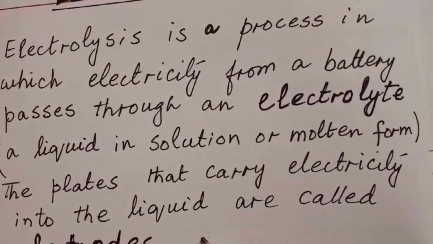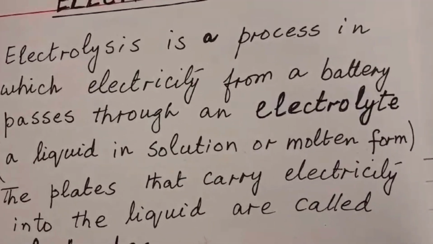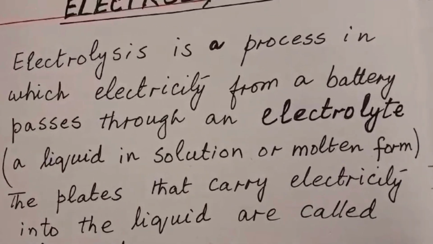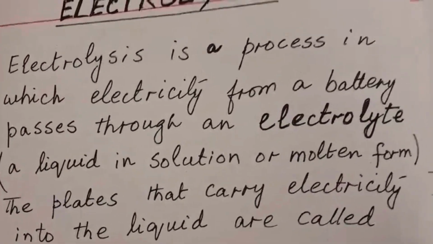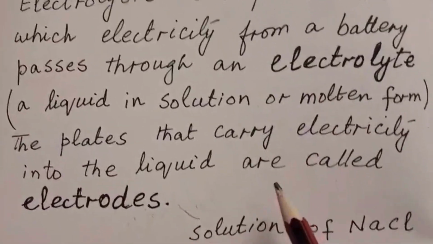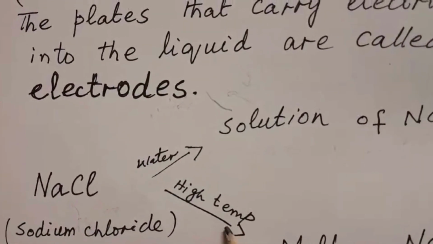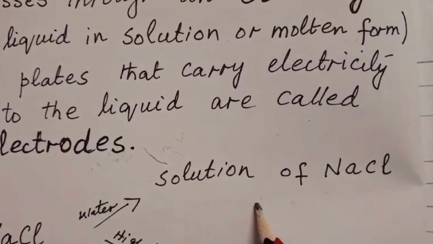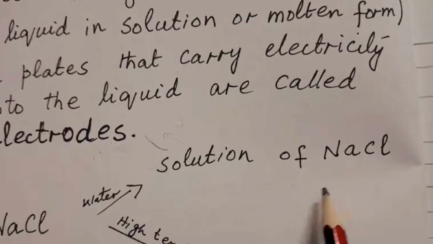So these electrodes are connected to the battery and dipped in the liquid electrolyte, and they make the connection of the battery to the electrolyte when electricity passes through it. Electrolyte is a liquid. For example, we have solid sodium chloride, the common salt. When we dissolve it in water, it becomes a solution of NaCl and it behaves as an electrolyte.